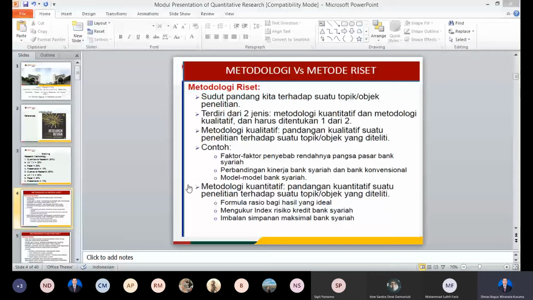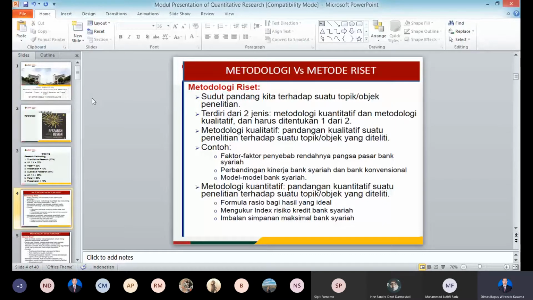Okay. You can see on the screen, Sigit and friends, that methodology basically is your worldview about a particular object or topic. So what are your views if you see a particular issue or problem? In this regard, methodology can be detailed out into qualitative and quantitative. What is the difference between qualitative and quantitative?